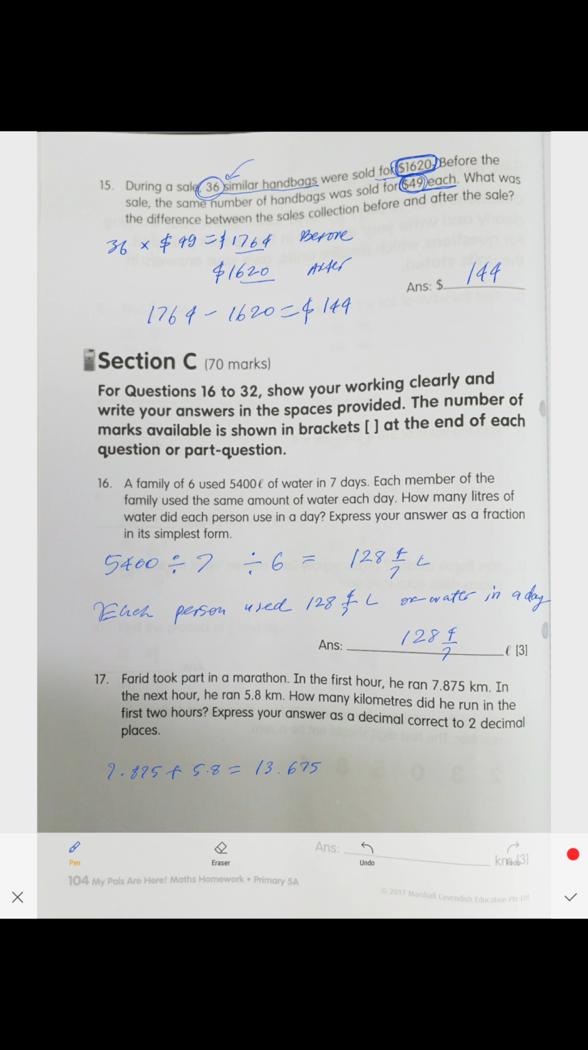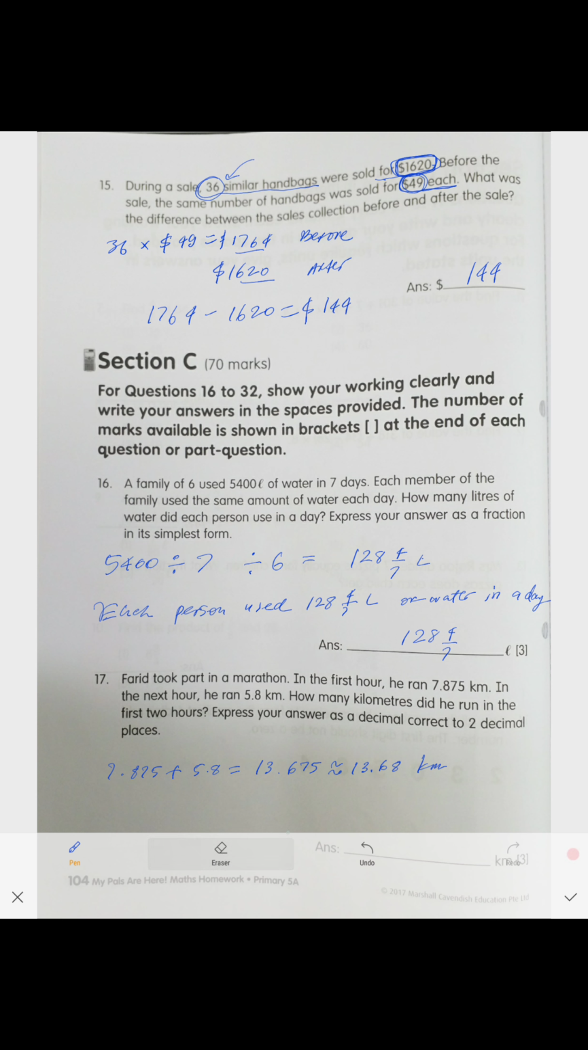13.675, right? And then they ask us to correct it to the second decimal place. This is the first decimal place, this is the second decimal place. Because it is 5, we round this one up, right? So this is how we show this equal sign with approximation, right? 13.68, right? Our 75 becomes 80 basically, right? Okay, that's it. And this is kilometers, right?